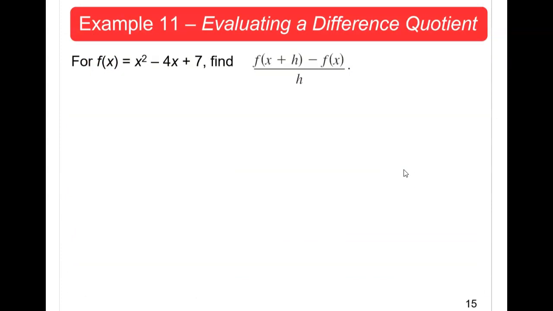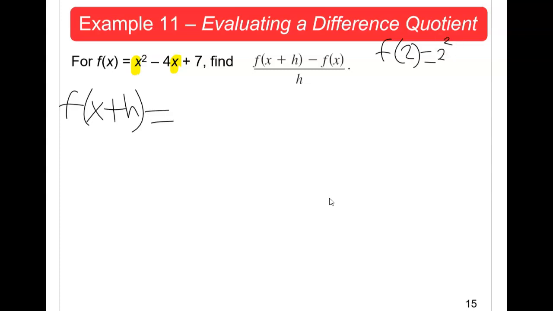So let's get straight to the example, and we have a quadratic function. By the way, you can get the difference quotient of any type of function. We're going to use a quadratic here. So the first thing is to find f of x plus h. Just like we used to, for example, if we're asked what is f of 2, you will substitute a 2 in every place where you see an x. And so that will be something like 2 squared minus 4 times 2 plus 7.